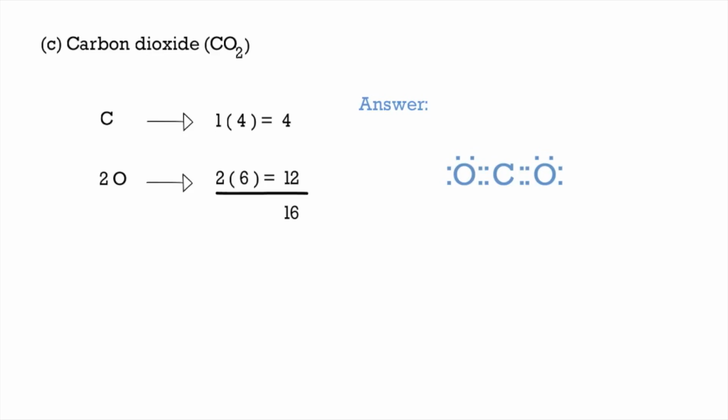So we draw, if we try to draw 4 electrons around carbon and the rest around oxygen, we don't fill up the octet. So to fill up this octet, we need a double bond between carbon and each oxygen, and then each oxygen should have 4 electrons around it.